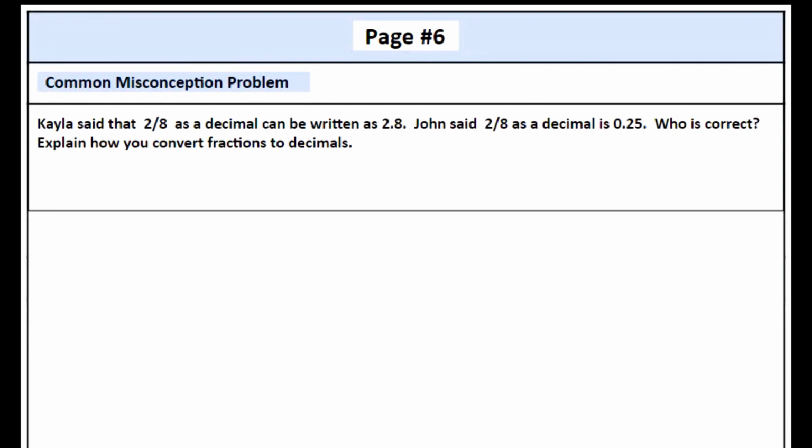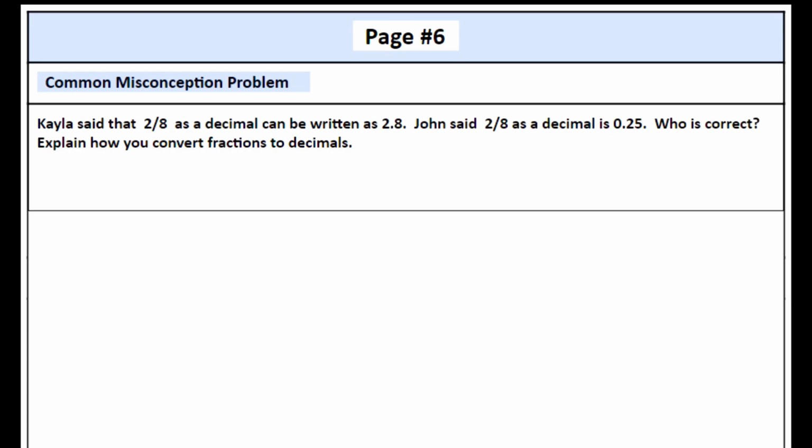Let's go over our common misconception problem. It says, Kayla said that 2/8 as a decimal can be written as 2.8. John said 2/8 as a decimal is 0.25. Who is correct? Explain how you convert fractions to decimals.